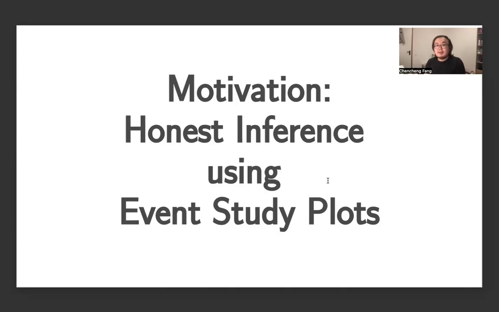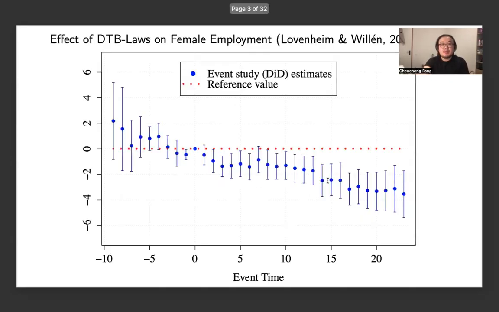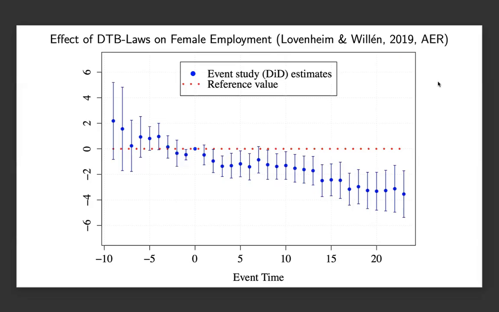For those who know a little bit about DID, or difference in differences, you may know that event study plots are a common tool used by empirical researchers to analyze the treatment effects of an intervention or a policy throughout time. Here is an example of a traditional event study plot from the paper written by Lavenheim in 2019. They analyzed the treatment effects of DTB laws, the so-called duty to bargain laws, on female employment.